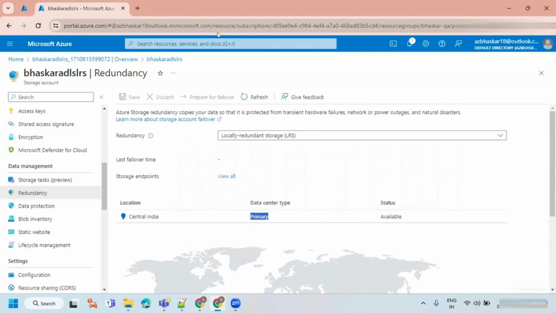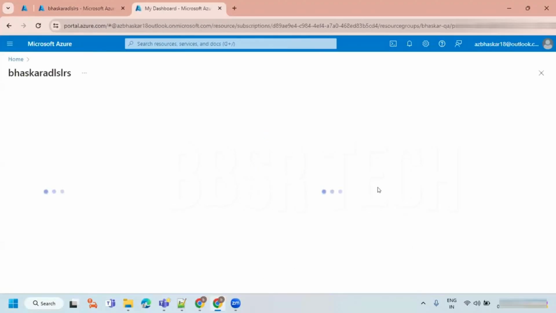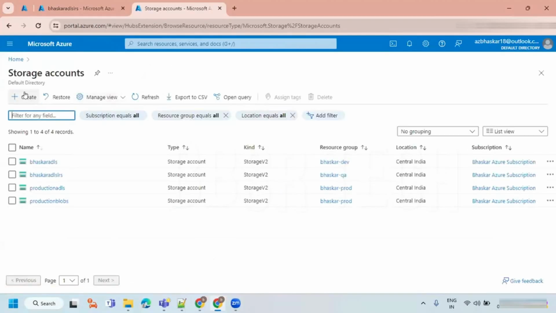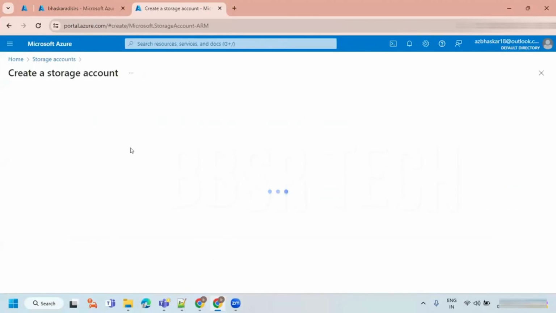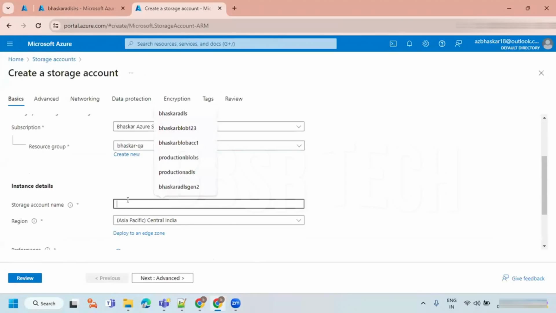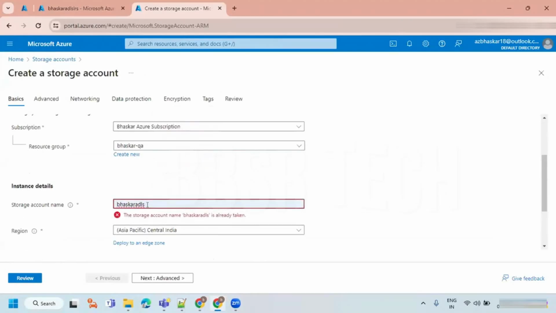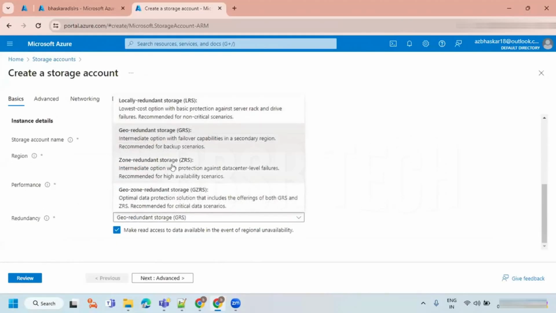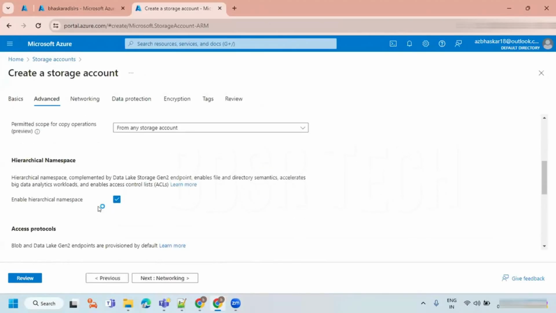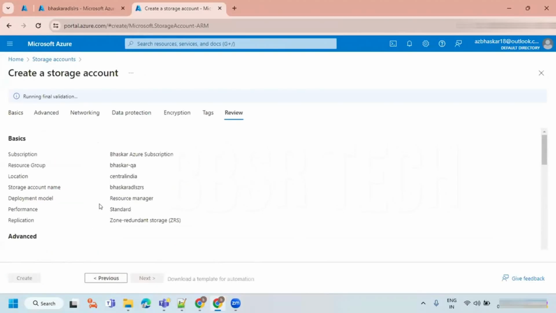Now I'm just going to duplicate this tab. Let's go to the home again. I'm going to create a storage account. Let's create. I'm just taking the QA resource group. So here I'm going to take ZRS. This is the one. Let's go for next. Make this checkbox, review it, and create.